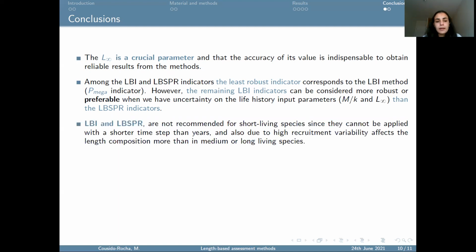Finally, LBI and LBSPR methods are not recommended for short-living species since they cannot be applied with a shorter time step than years, and also because high recruitment variability affects the length composition more than in medium or long-living species.